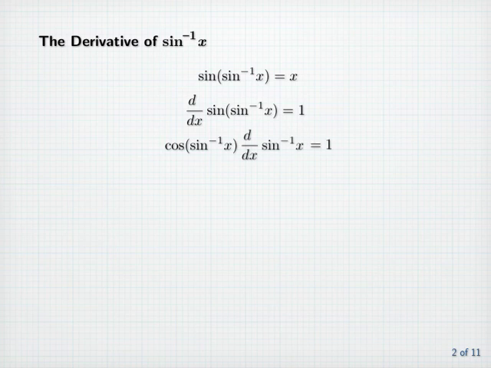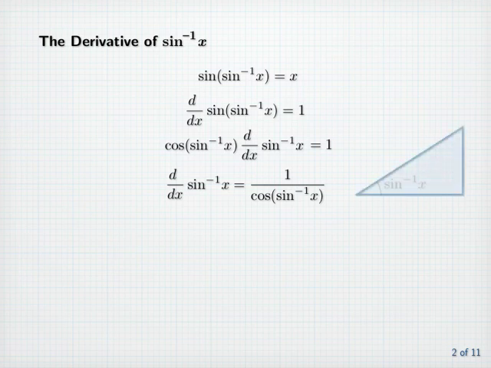Now we divide by cosine of inverse sine of x to obtain the derivative of inverse sine of x equals 1 over the cosine of inverse sine of x. Now let's simplify. For this, a diagram of a right triangle is a helpful device. Label one of the acute angles as inverse sine of x.